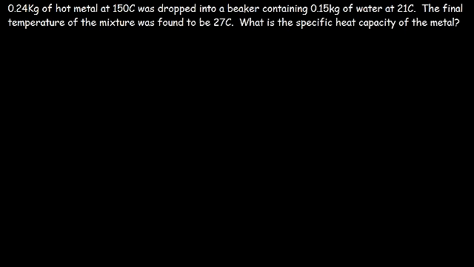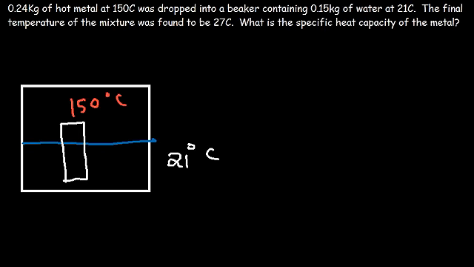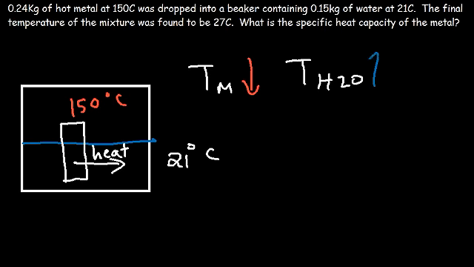Now let's try a calorimetry based problem. Let's say we have a beaker and it contains water, and the temperature of the water is initially at 21 degrees Celsius. We're going to drop in a piece of metal, which is initially at 150 degrees Celsius. So what's going to happen? Heat likes to flow from hot to cold, so heat is going to flow away from the metal into the water. So the temperature of the metal will decrease and the temperature of the water will increase. Therefore the final temperature is going to be somewhere between 21 and 150 degrees Celsius.